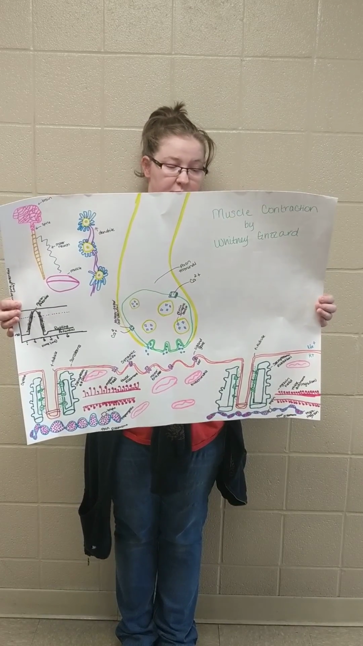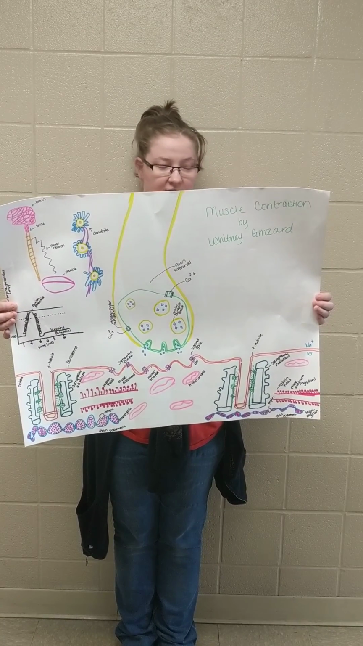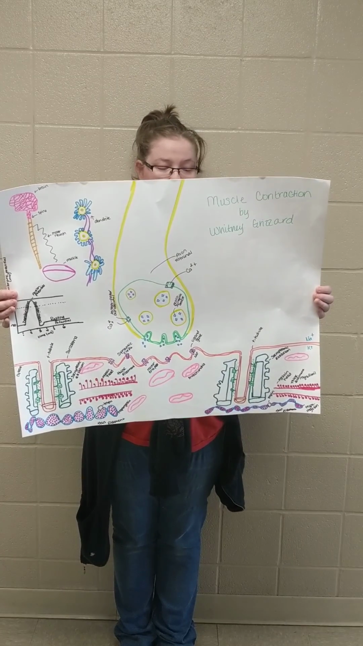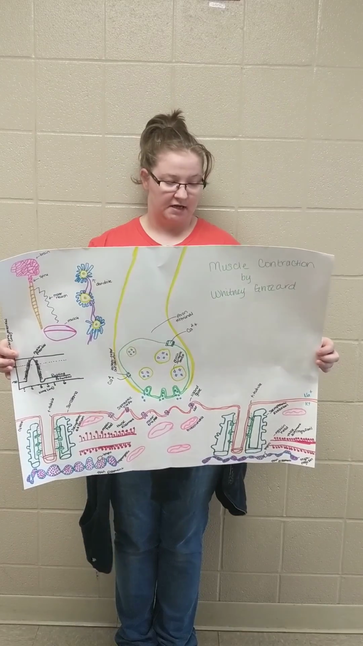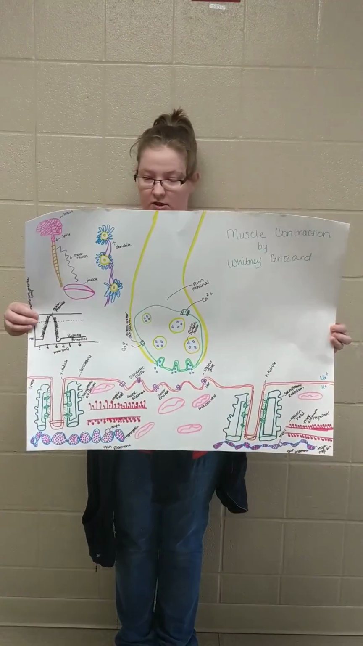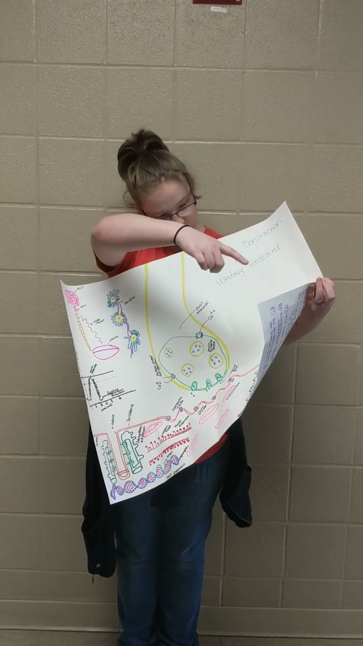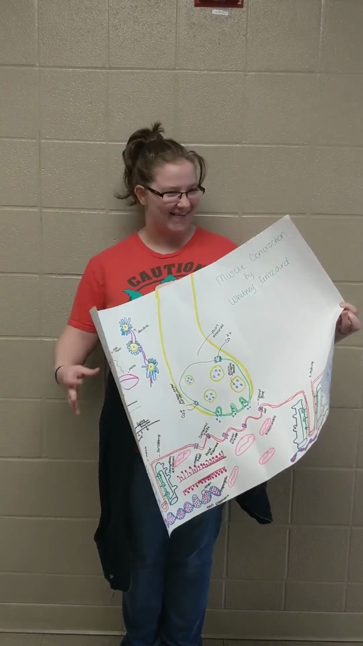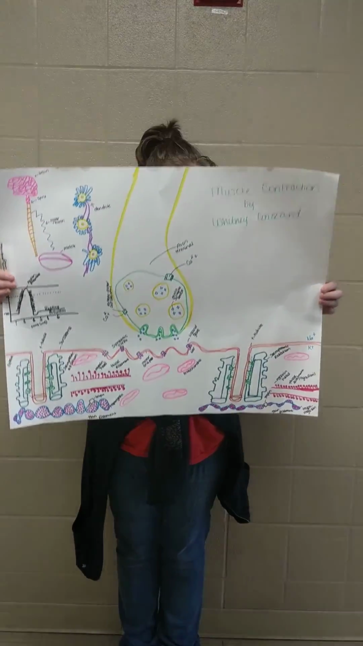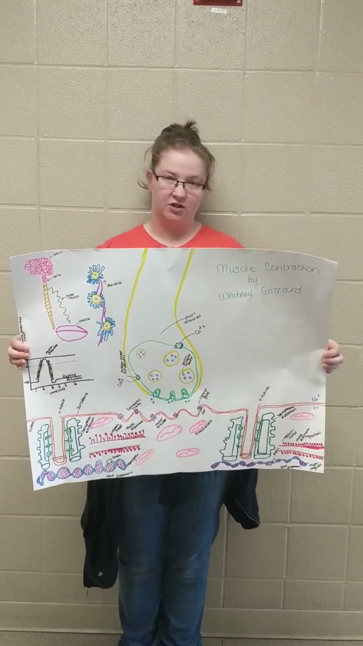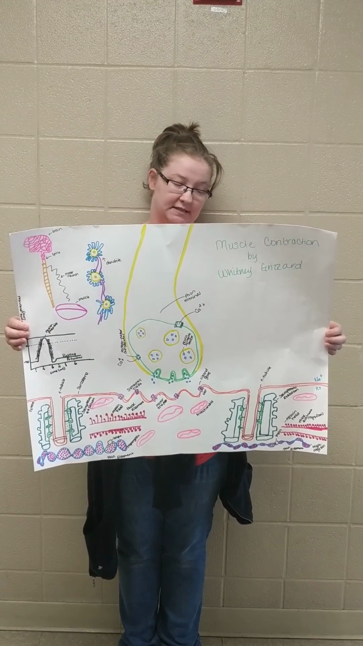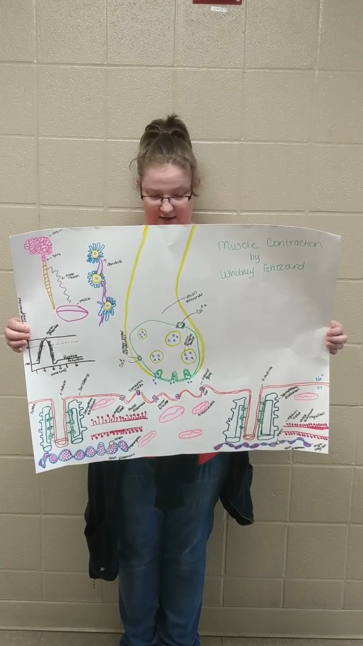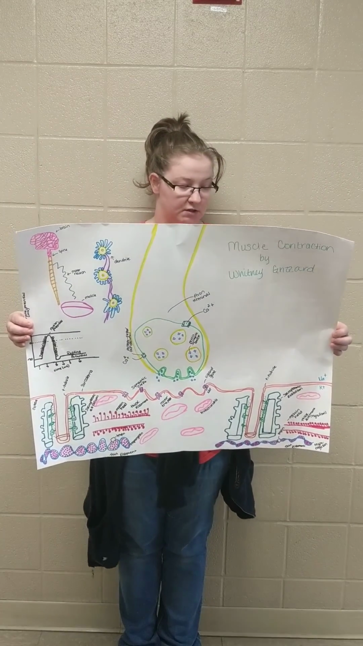The T-tubule depolarization leads to the opening of the calcium ion channels in the sarcoplasmic reticulum, the smooth ER, and calcium ions enter the cytosol, which is right there, guys. Calcium ions bind to the troponin. Tropomyosin moves and the active sites of the actin are exposed.